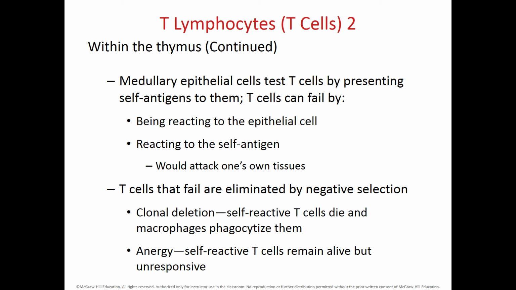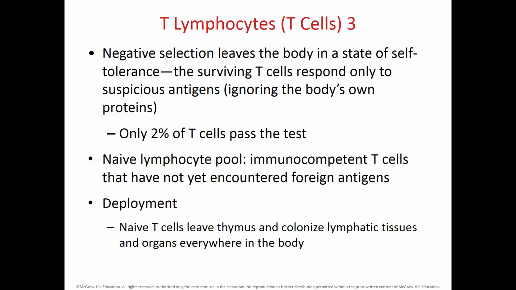And in some cases, you will have something called anergy, in which you have self-reactive T cells that remain alive but unresponsive. So negative selection will help leave the body in a state of self-tolerance. So you're supposed to recognize your own, but recognize what is not your own. And only 2% of the T cells will pass this test.